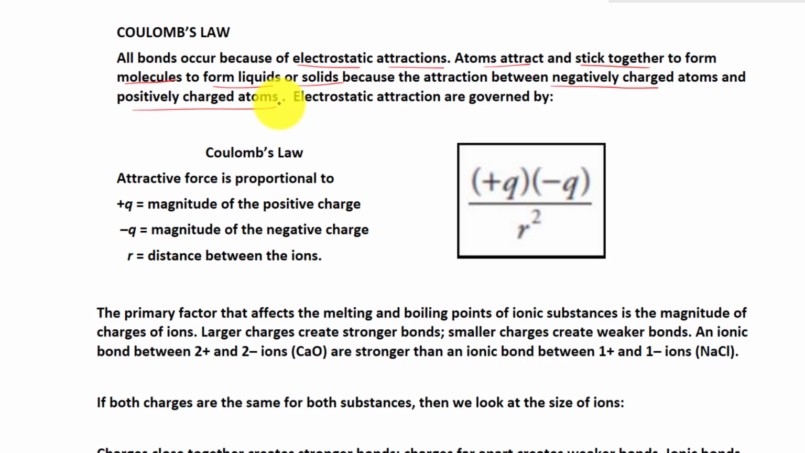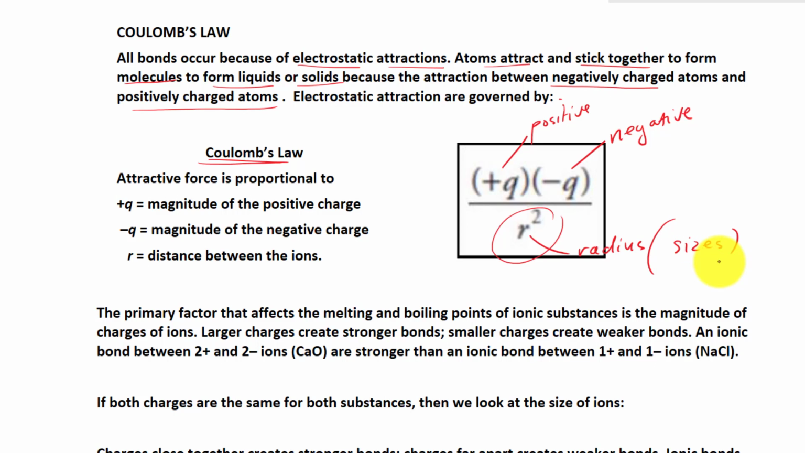And we have a fancy name for electrostatic attraction. It's called Coulomb's Law. Coulomb is a scientist who discovered the electrostatic attraction. And basically this law states that you have positive Q times negative Q, and that's where the positive charge comes into play, okay? So positive, and that would be the negative. And we know that when positive and negative get close together, they attract. And what else is involved is the radius. So this is the radius. What does the radius tell us? That tells us the size of an atom, and that's important.